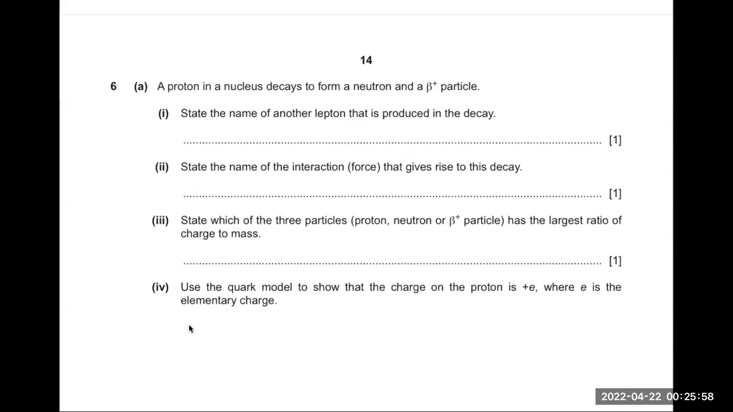Last question, question number 6. A proton in nucleus decays to form a neutron and beta plus particle. State the name of another lepton that is produced in the decay. Whenever you have a beta plus decay, or a positron decay, you get the other lepton. Beta plus is one lepton. The other lepton that you get is an electron neutrino or a neutrino.